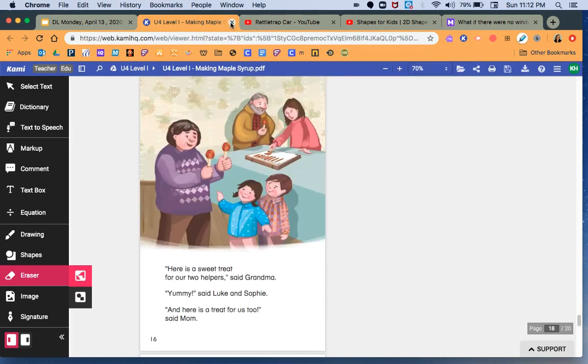So nice job reading that with me. If you did not get a chance to read that with me, you definitely want to pause and rewind, or go to the link on the Google Slides with me.